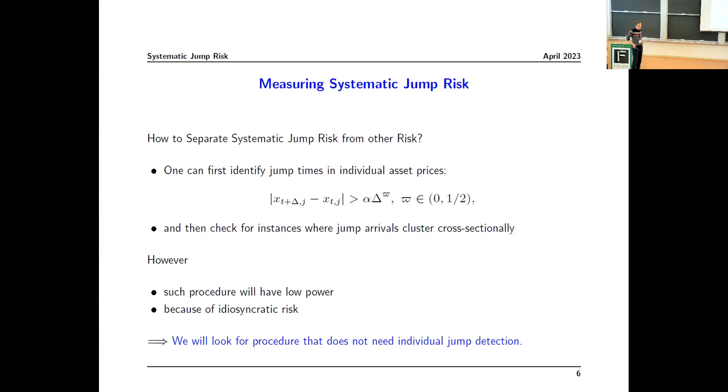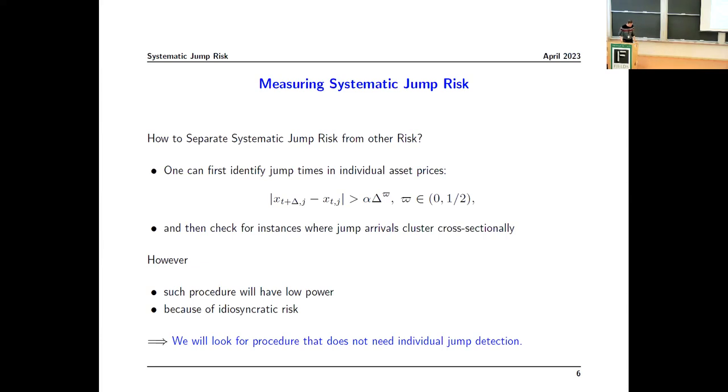Now, that's not going to work, and it's very intuitive why it's not going to work, because you have so much idiosyncratic risk. If you're just looking at individual stocks, what you will be picking up is really, really gigantic jumps, and everything else is blurred with all the idiosyncratic risk which is out there. And so what instead we need to do is a procedure where somehow we can integrate out, wash out, or average out, if you want to call it this way, the idiosyncratic risk and make the systematic piece more visible.